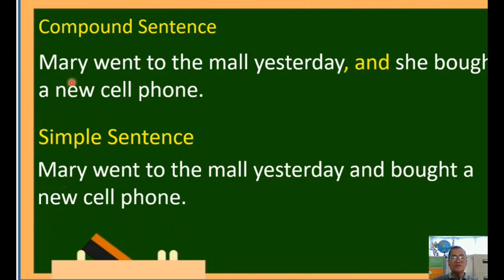While in the first sentence, dalawa ang subject natin, Mary at saka itong she. At dalawa rin ang ating verb phrase, went to the mall yesterday, and the other one is, she bought a new cell phone. So dito, ito ay compound sentence kasi dalawang independent clauses na pinagdugtong ng comma at and. While the second sentence ay isa lang ang ating subject dito, although dalawa ang ating verb phrase, kaya ang tawag dito ay simple sentence lang.